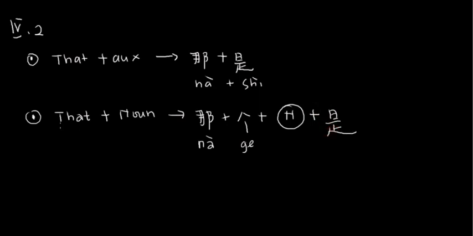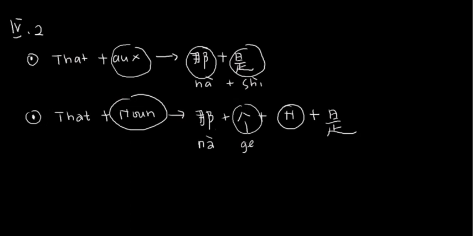Okay, so that's the rule that you have to remember. If you want to make a sentence with the construction pointer plus auxiliary verb, you can just directly write the pointer word plus 是. However, if you want to construct a sentence with a pointer followed by a noun, you need to add 个. You cannot directly put pointer plus 是, so 个 will precede 是.